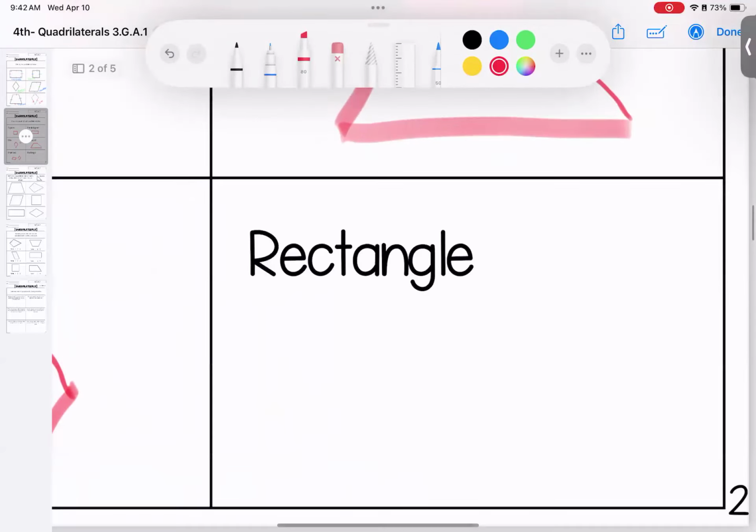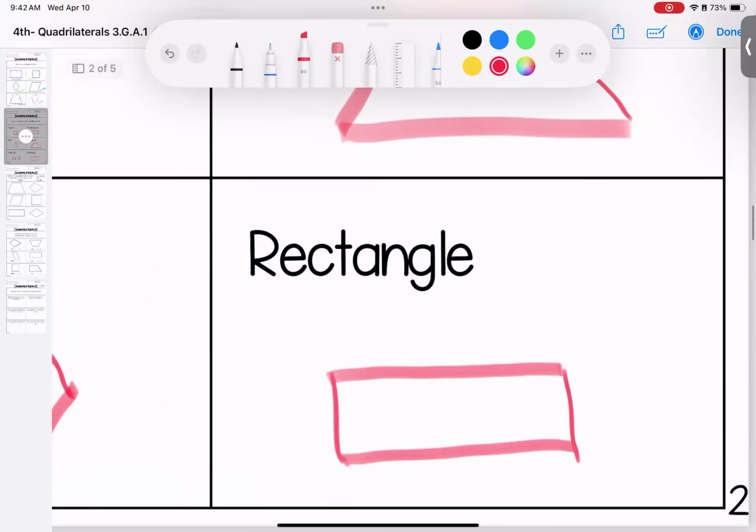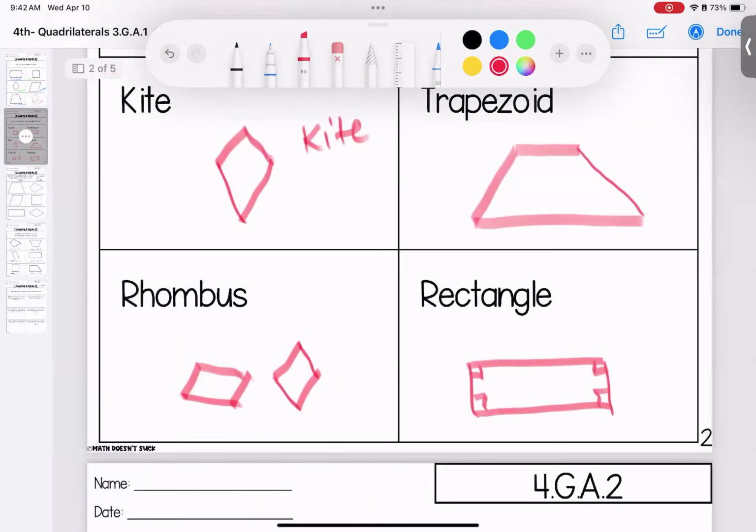And then our rectangle, we have two short sides. We have two long sides. We have four right angles for our rectangle. If you have any questions on this, please go ahead and bring it with you to class.